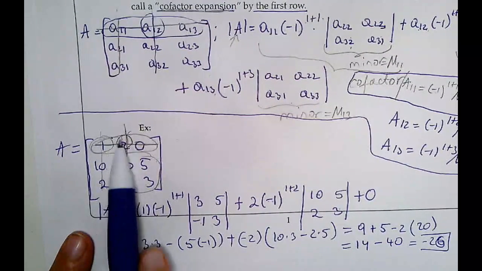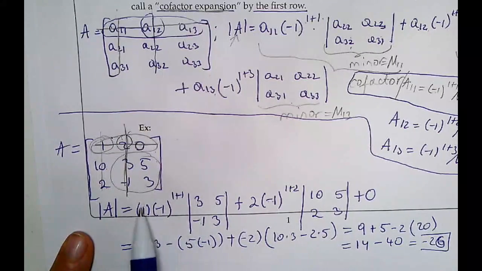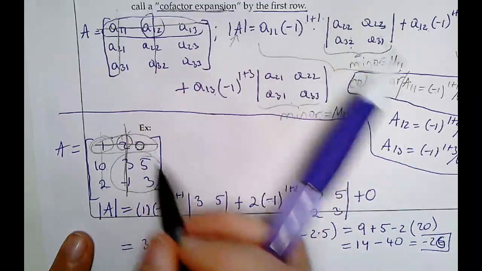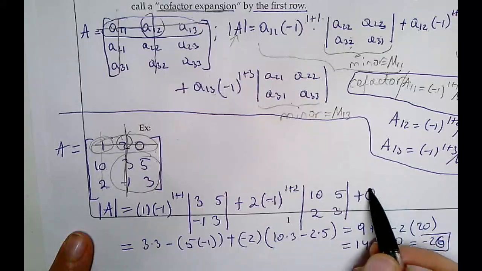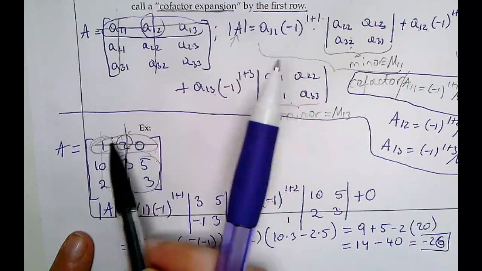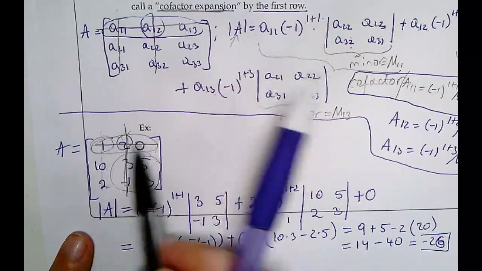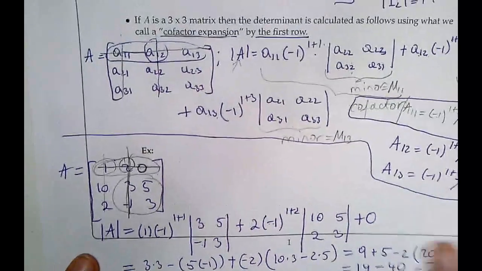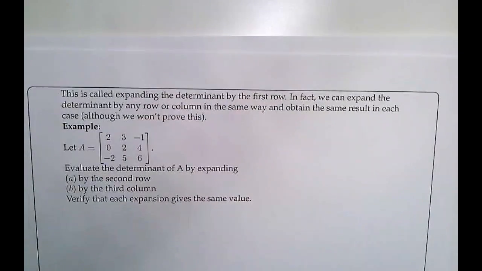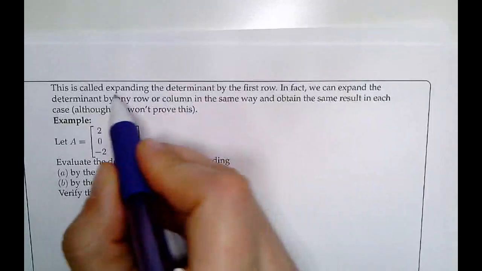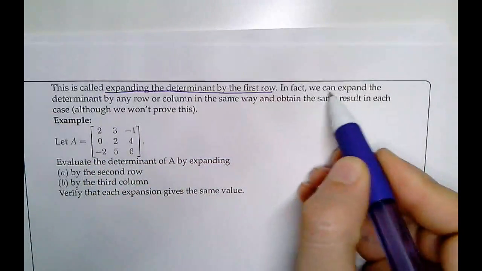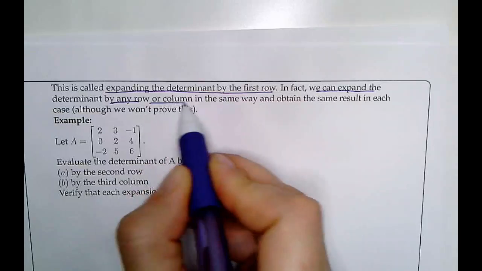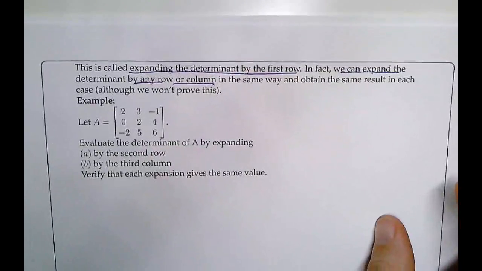Okay, so for the determinant of a 3 by 3, we're going to use cofactor expansion. Notice that the more zeros I have, the more simplified my answer is going to be. So if you were to choose what to expand by, choose the row, and we'll see that we can also do it by the column that has the most zeros. So for example, what we did just now was expanding by the first row, but we can also expand by any row or any column. And we're going to obtain the same result.